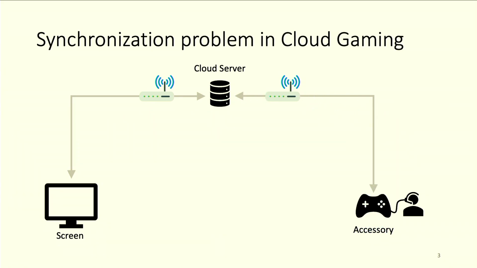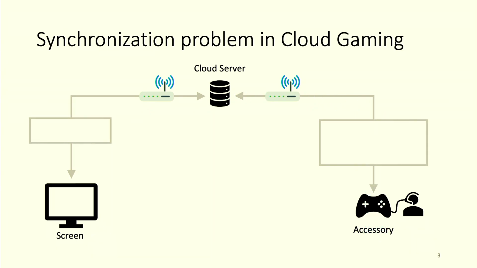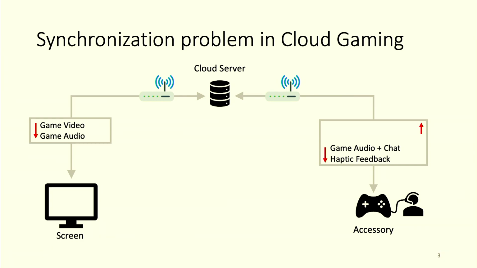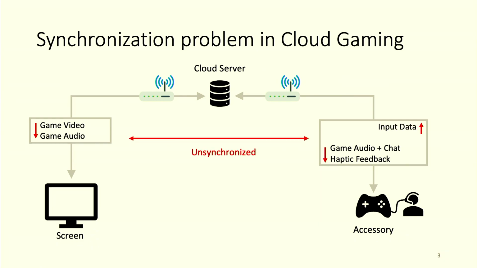Now you might have noticed that there's a synchronization problem here. At the screen side, we're trying to send game video and game audio, and at the accessory side, we're trying to send game audio, chat audio, and haptic feedback, such as controller vibrations. And we're trying to receive input data. These two sets of streams are over two different network paths, and because of that, they can be unsynchronized.